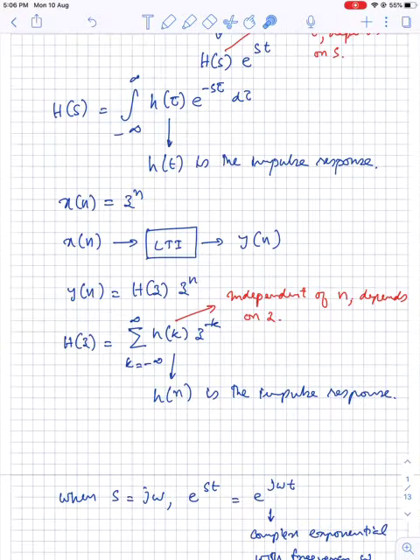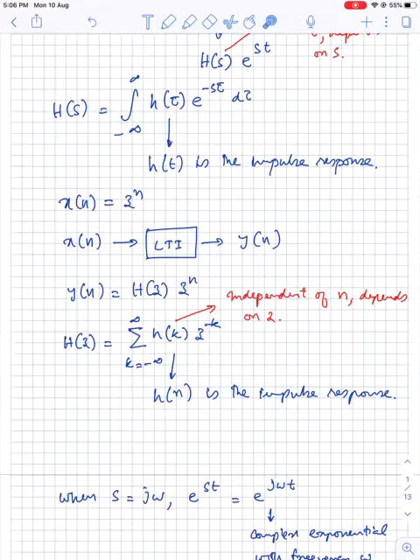Here h of z is now the scaling factor for the eigenfunction. Again, z is independent of n. So h of z is independent of n. It depends only on z, where z is the parameter of the complex exponential. And the h of z is defined in an analogous manner, which is the sum over k of h of k z raised to minus k, where h of n is the impulse response.